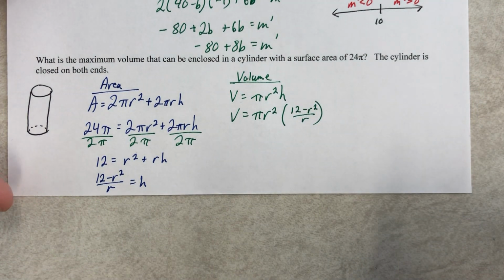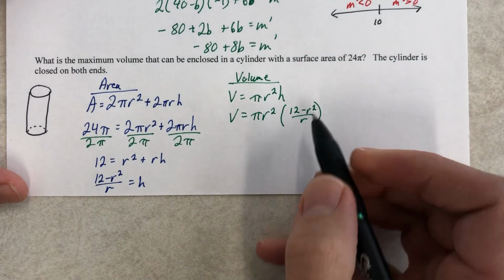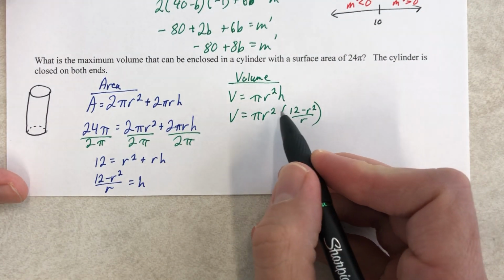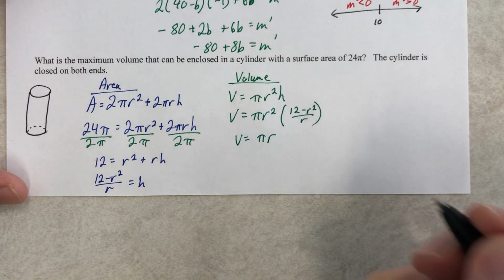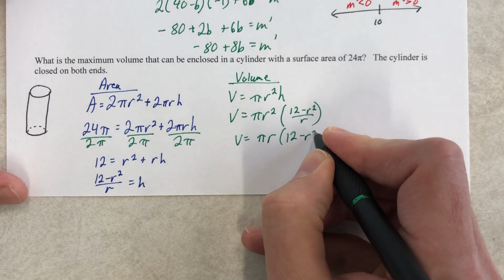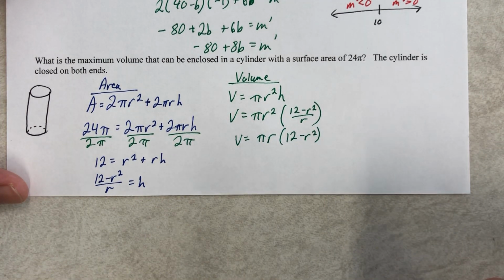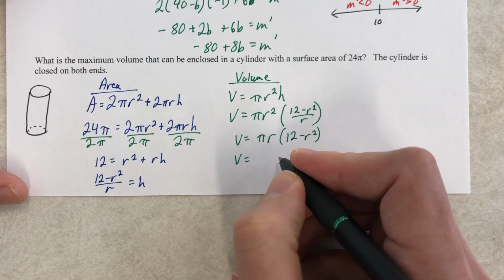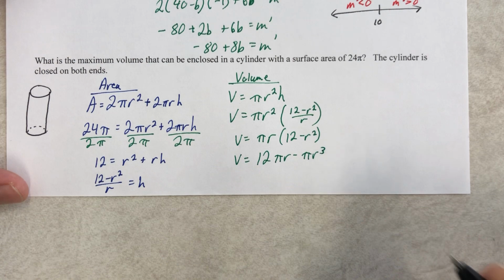And there's some stuff that we can do, and I think it's going to be fairly obvious here in a second. Okay, I'll go ahead and point it out. r cancels with one of those r's, and so the volume is pi times r, and then 12 minus r squared. So this r cancels with one of those. And distribute, yes, before you take a derivative. Simplify as much as you can. So 12 pi r minus pi r cubed.